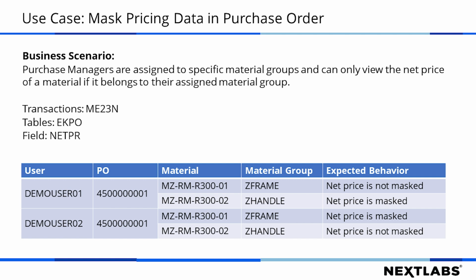Demo user 1 is assigned to material group Z frame and should be able to see the net price of the materials that belong to the material group Z frame. Similarly, demo user 2 is assigned to material group Z handle and should be able to see the net price of the materials belonging to the Z handle material group. Let's switch to the SAP system for this demonstration.